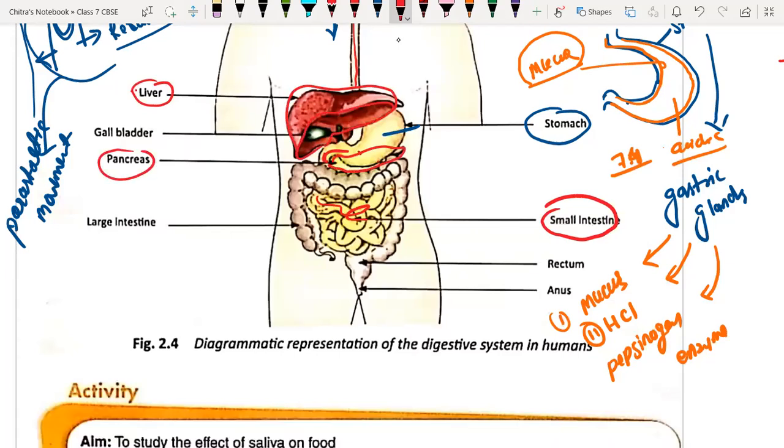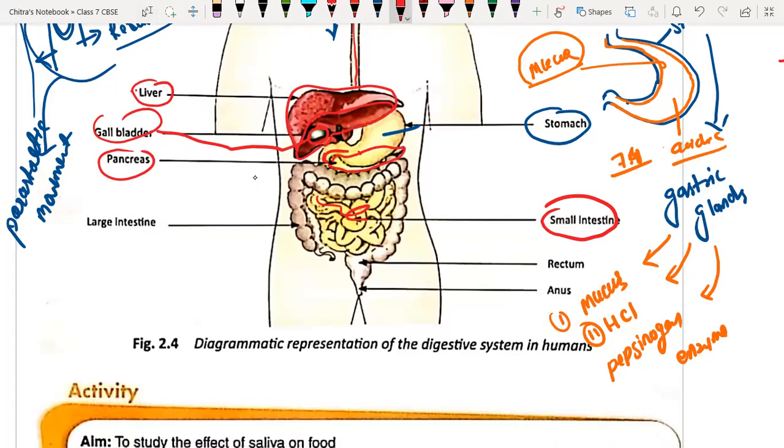So they also secrete their digestive enzymes, which get stored in the gallbladder. So this is the gallbladder. Here we have the structure called the gallbladder, and from the gallbladder and liver, that digestive juice is secreted directly into the food when it is passing from the stomach to the small intestine. Okay, next. Now we have to understand the small intestine part.